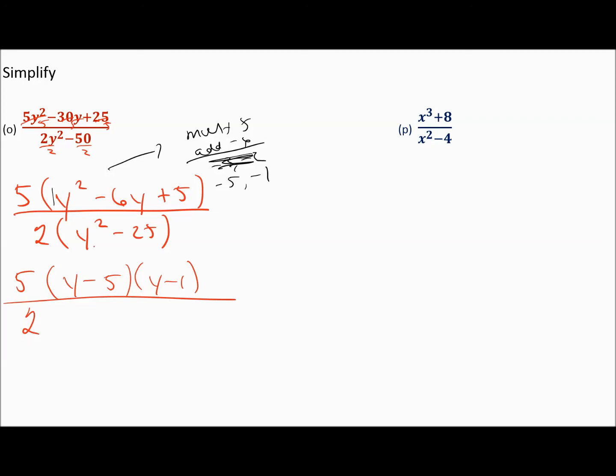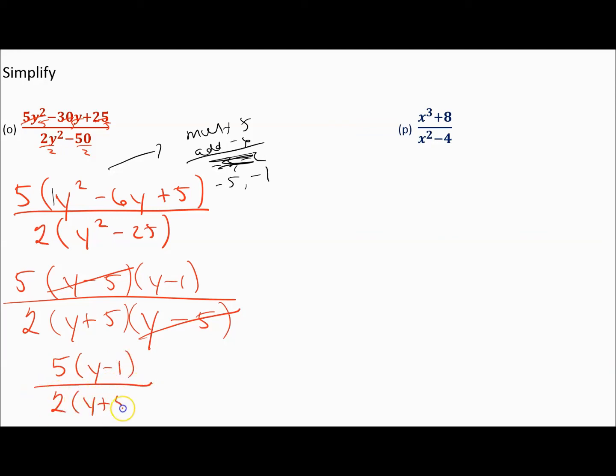In the denominator, this is a difference of squares. So remember, a difference of squares, you have a plus and a minus. You take the square root of the first term, which is y squared, goes in the first position. The square root of the second term, 25, which is 5, goes in the second position. And then you can cancel common factors. And all I see that's common is the y minus 5. So when I write my final answer, I can write it as 5 times y minus 1 over 2 times y plus 5. Now if you wanted to, you could distribute that 5 in and that 2 in, but I don't think it's necessary. It's fine in factored form.